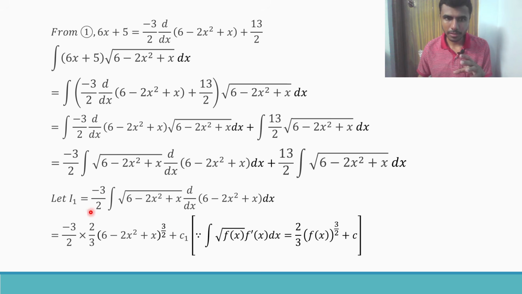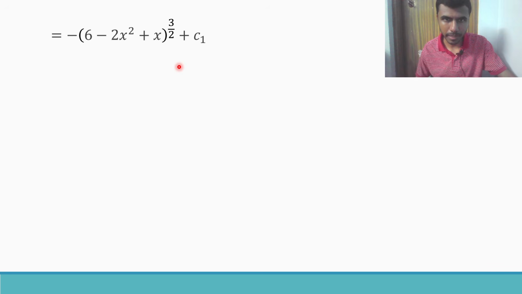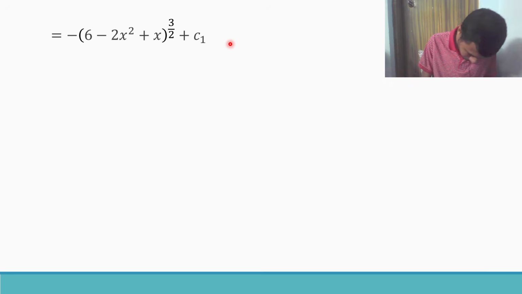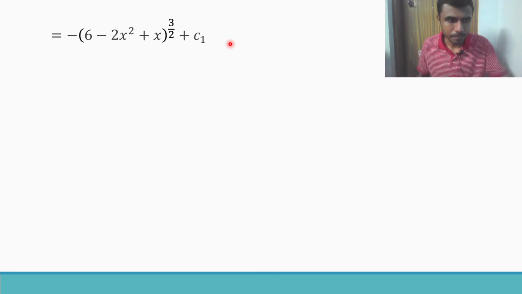And then minus 3, since minus 3 by 2 is there, so minus 3 by 2 into 2 by 3 into that 6 minus 2x square plus x whole power 3 by 2 plus constant. I'm taking it as c1 because I took my integral as I1, so I'm putting my constant as c1. Fine, so 2 cancels, 3 cancels, minus is there, minus of this plus c1. Okay, we are done with the first integral I1.